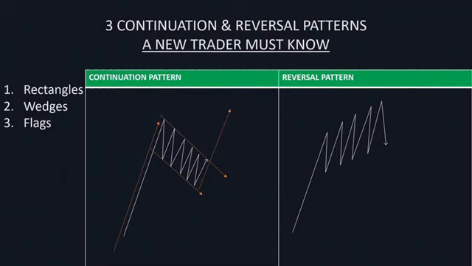Now, for the bearish flag, this is a reversal pattern. If the price starts correcting upward after an impulsive down move and then breaks below, that's your cue to sell. These patterns are reliable because they reflect the natural ebb and flow of the market. If you focus on just these three patterns, rectangles, wedges, and flags, you'll improve your trading significantly. Trust me, you'll start spotting these everywhere on your chart.